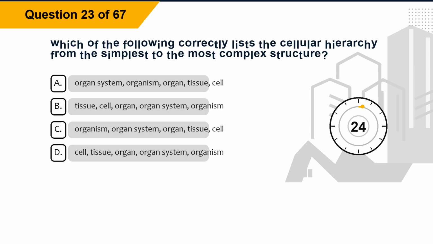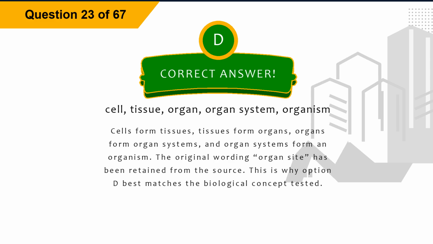Question 23. Which of the following correctly lists the cellular hierarchy from the simplest to the most complex structure? Option A, organ system, organism, organ, tissue, cell. Option B, tissue, cell, organ, organ system, organism. Option C, organism, organ system, organ, tissue, cell. Option D, cell, tissue, organ, organ system, organism. The correct answer is option D, cell, tissue, organ, organ system, organism. Explanation. Cells form tissues, tissues form organs, organs form organ systems, and organ systems form an organism. The original wording organ site has been retained from the source. This is why option D best matches the biological concept tested.